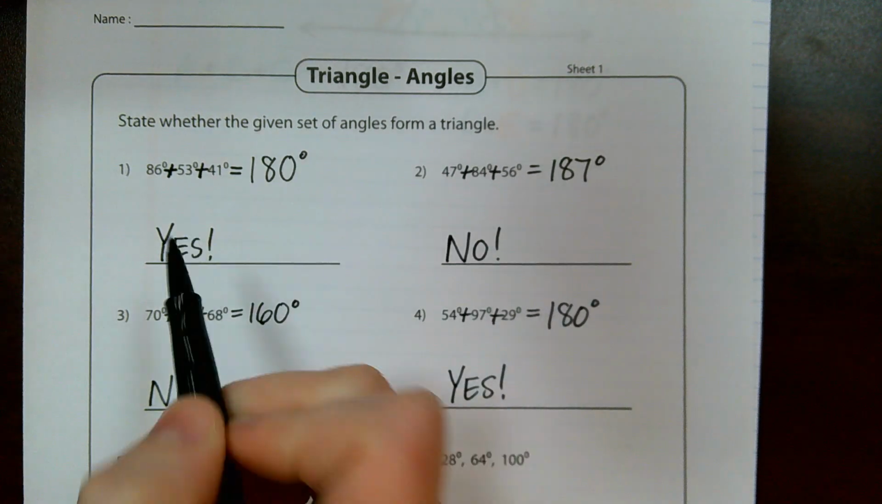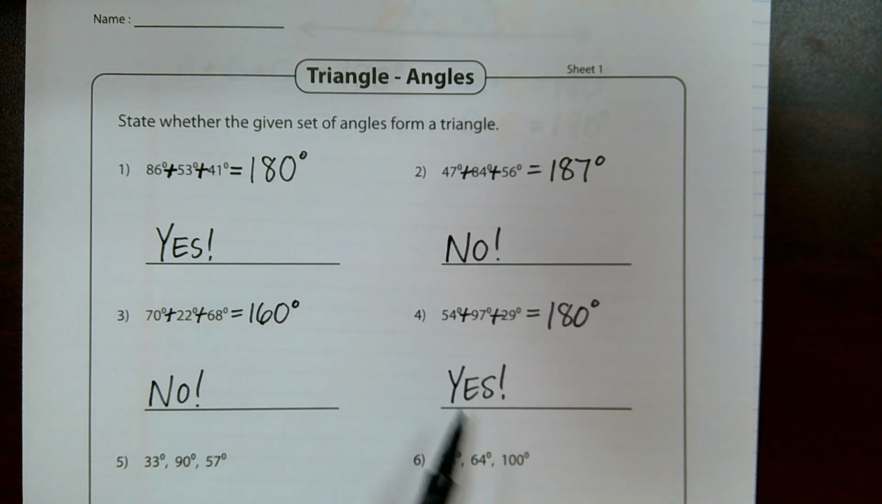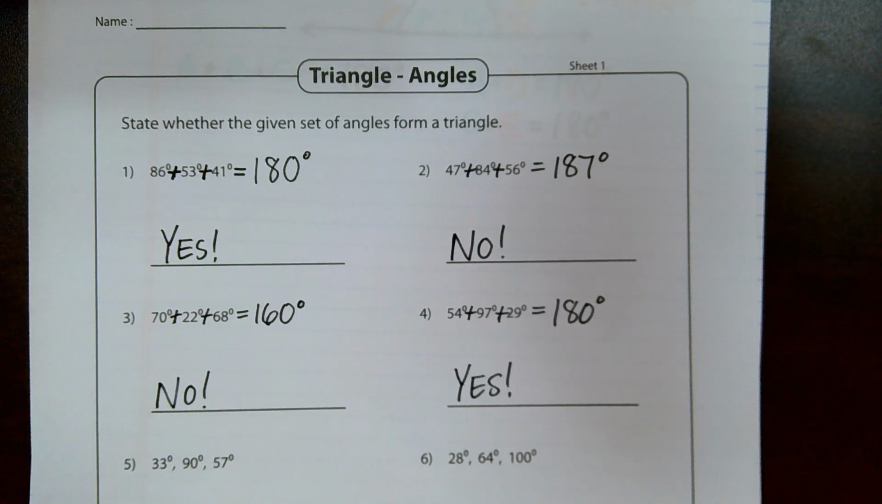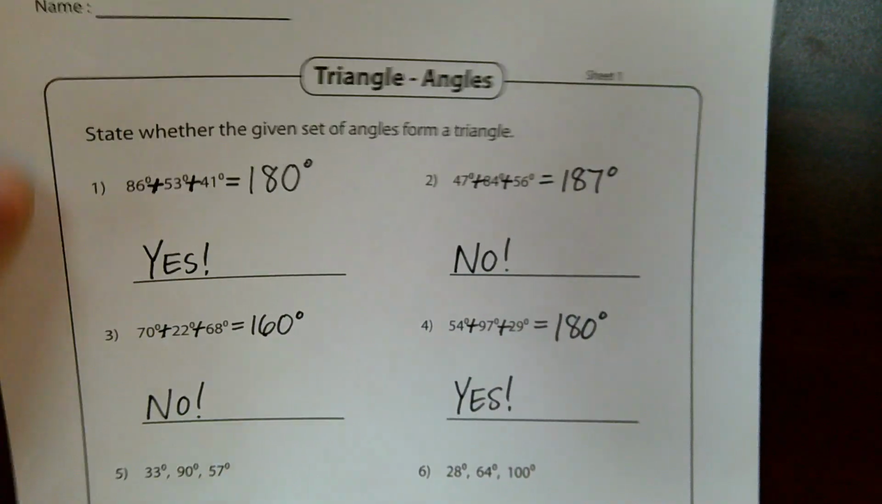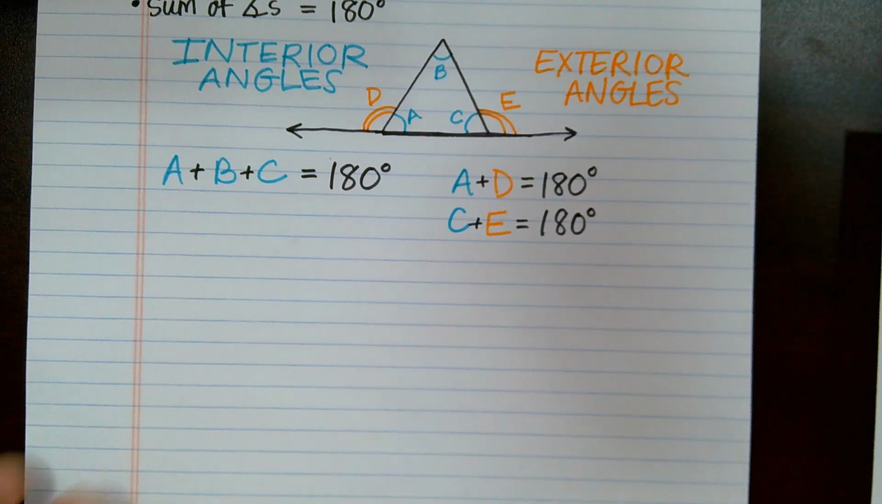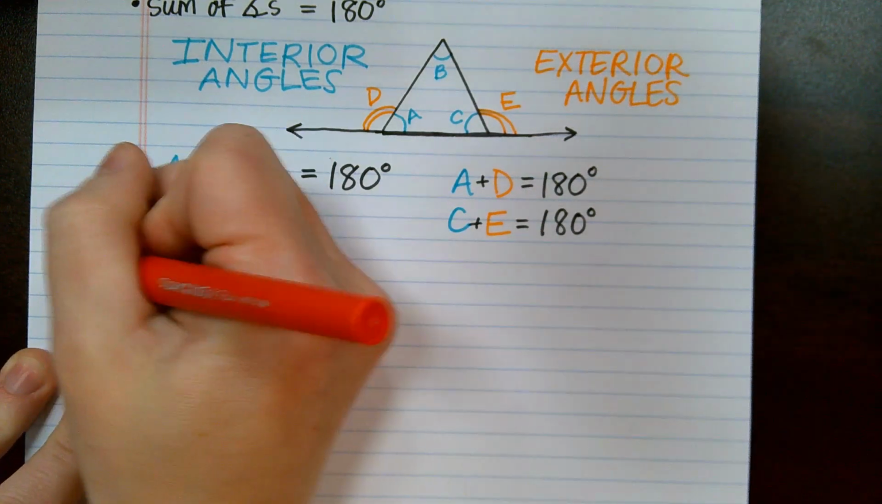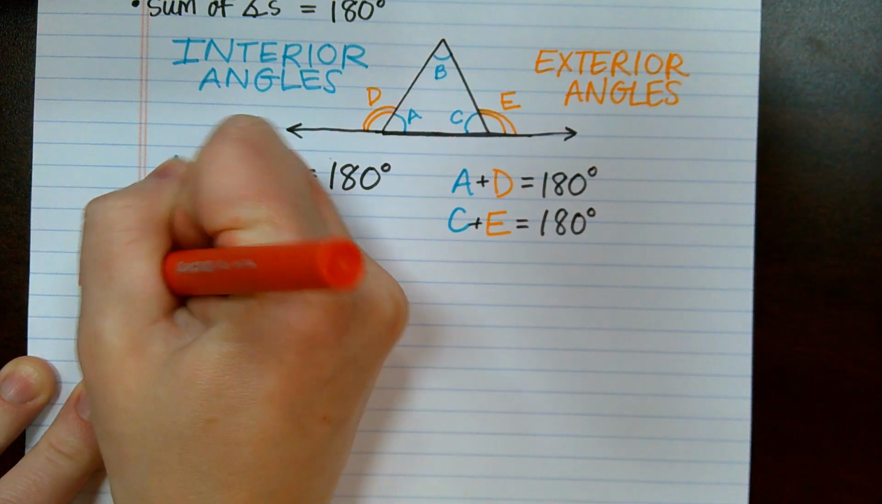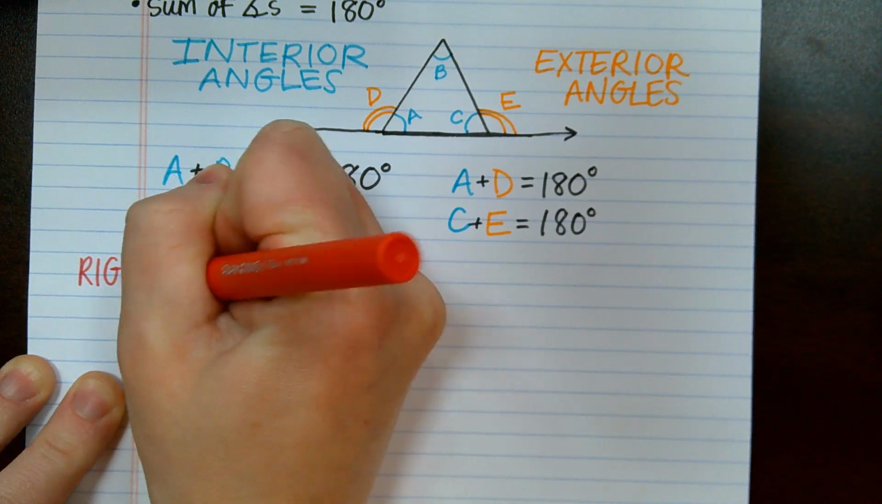Now, for the triangles that we were able to say are possible for numbers 1 and 4, let's talk about the different types of triangles that there are. There's 3 types we're going to talk about today, and this is the last thing we'll learn today. So, one more thing for your notes. First type of triangle we're going to talk about is a right triangle.